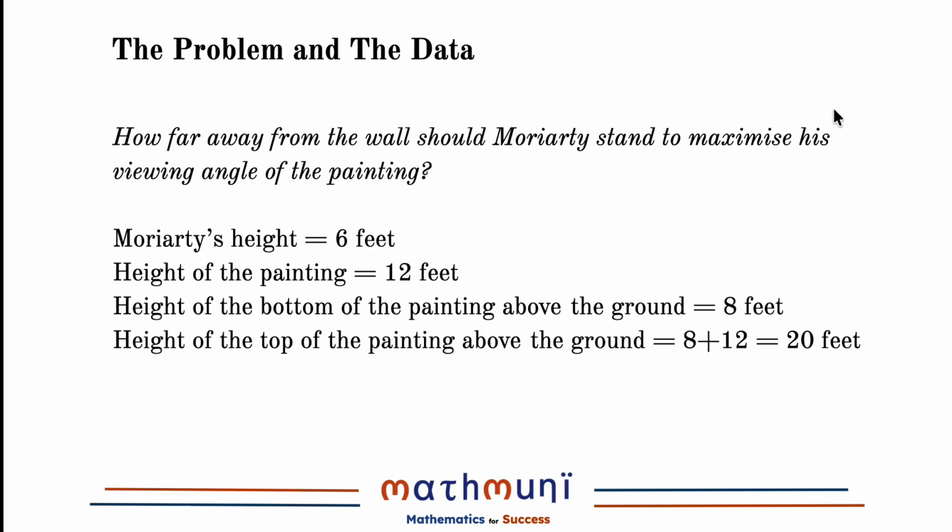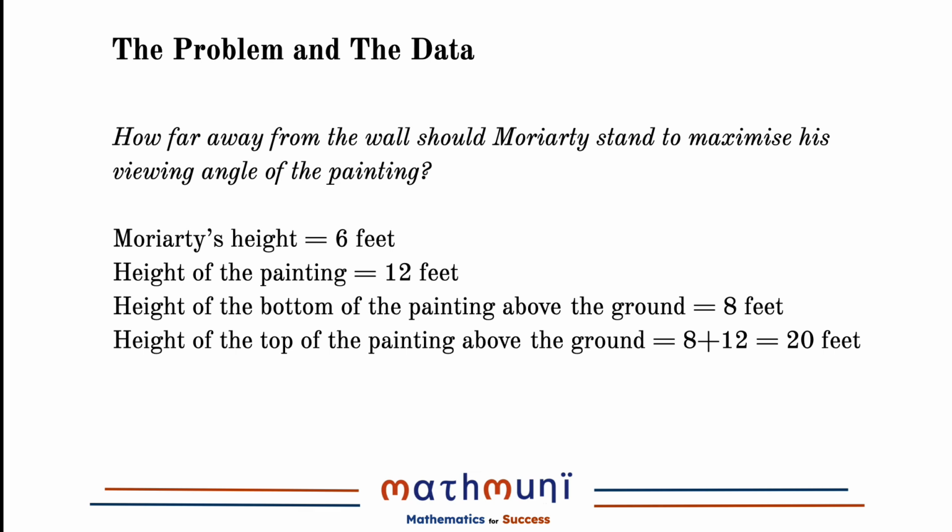Moriarty's goal is to maximize his viewing angle of the painting. If he stands too far away or too close to the wall, his viewing angle will be small. The viewing angle will be maximized at some optimum distance in between. That distance from the wall and the corresponding maximum viewing angle is what needs to be found.